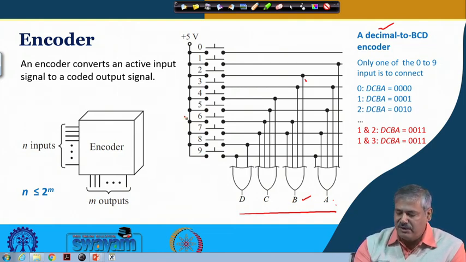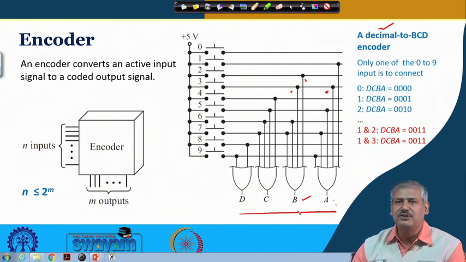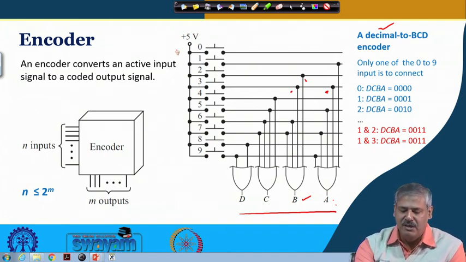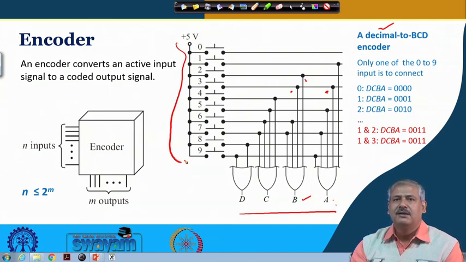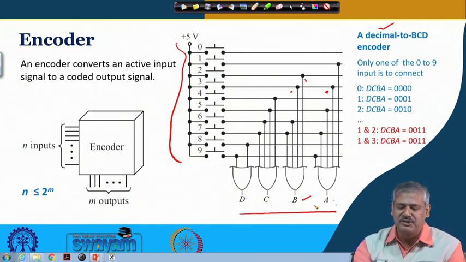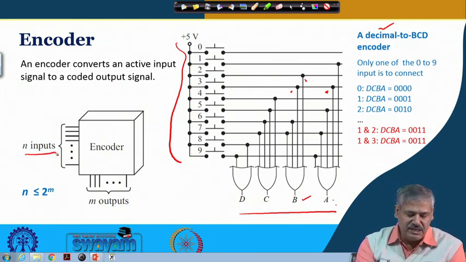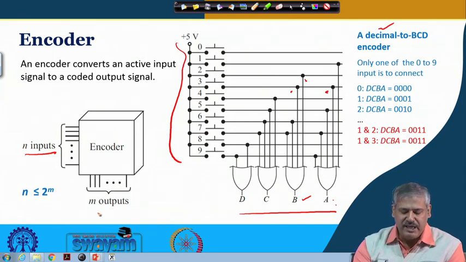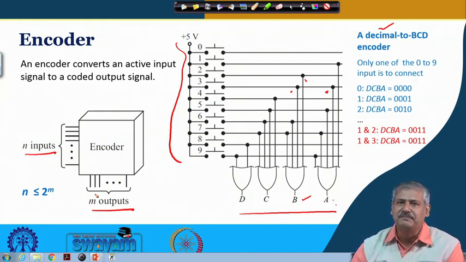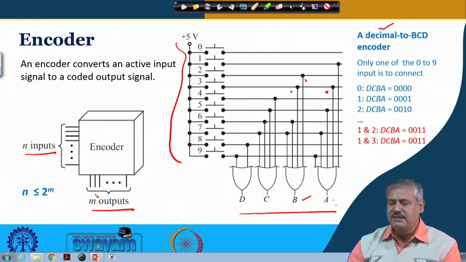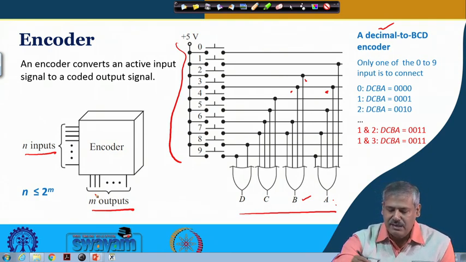When 3 is pressed, what will happen? You see that this is getting a connection and this is getting a connection, so B and A, 0011. That way it will go on, and we can have an encoded version of this. So, instead of 10 signals, we can send only 4 signals in the encoded form, which will carry the information. So, with m outputs we can send up to 2 to the power m inputs in an encoded form.